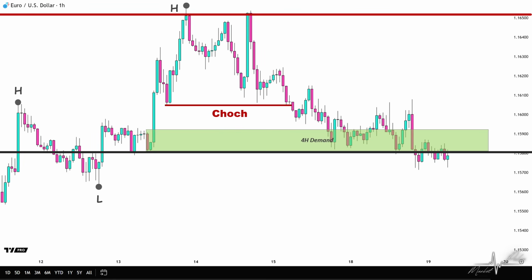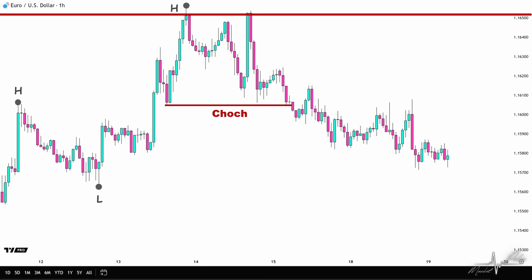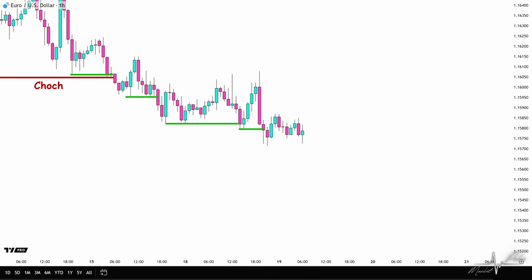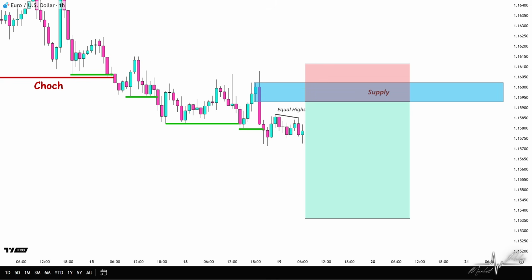After multiple attempts, price finally breaks below the demand zone. That confirms supply is now in control. With both the 1-hour and 4-hour structures aligned to the downside, we can start looking for short trades. Now we mark the breakouts and identify new supply zones. Here, we can also spot equal highs, acting as a liquidity pool. This creates a strong setup.